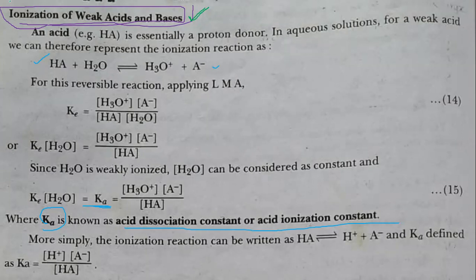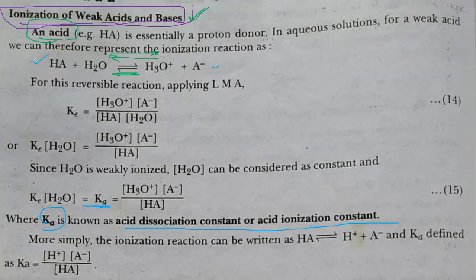Now what is the ionization of weak acid and weak base? As we know, weak acids and weak bases ionize partially, they are not fully ionized. Hence, the reaction is shown as a reversible reaction. These two ions are forming from these two reactants, and again these two ions get converted back to the reactants. Now this is the ionization of a weak acid.